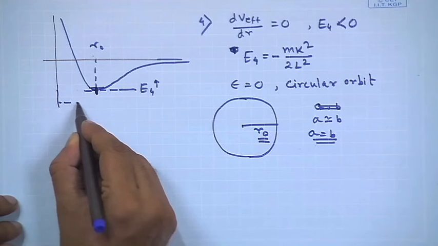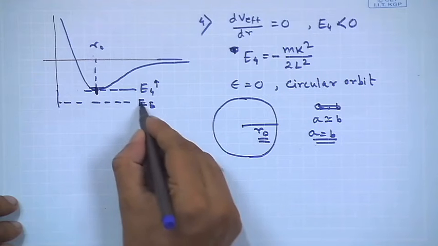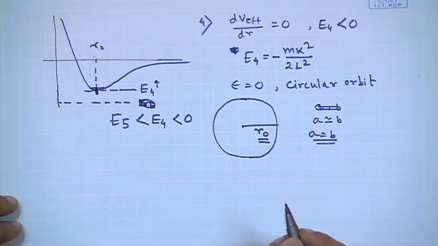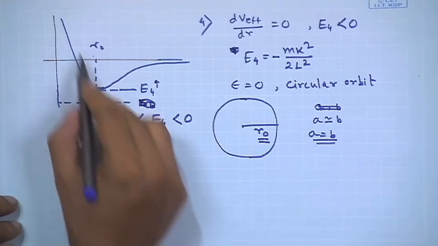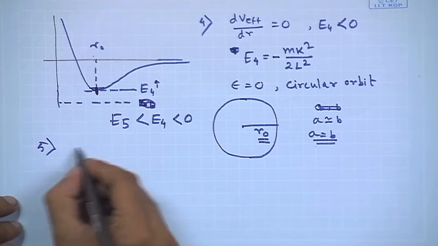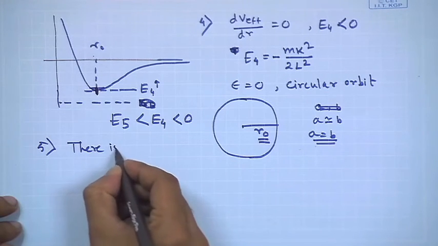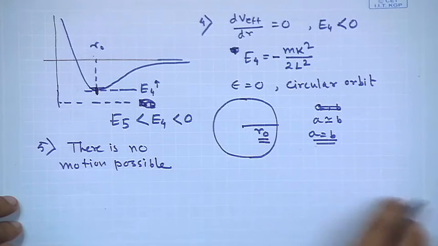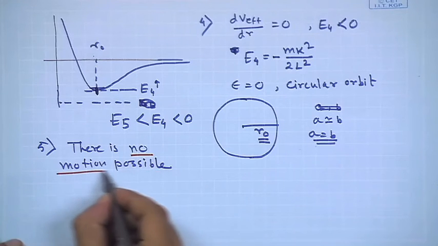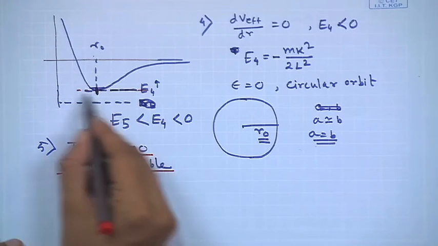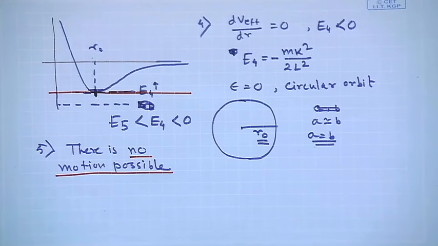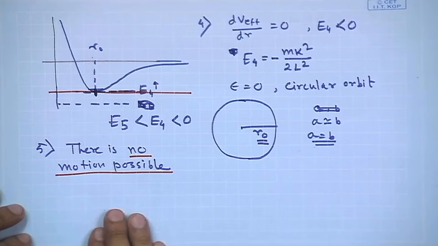Now, there is this energy E5, which is less than E4, and of course it is less than 0, okay. If this is the energy of a particle in this particular force field, then the result is there is no motion possible. So, if the energy is less than this energy E4, which is my lowest level of energy with which a particle can move in this force field, below this energy there is no motion possible, good. So, I think we have discussed all the necessary details of this effective potential.